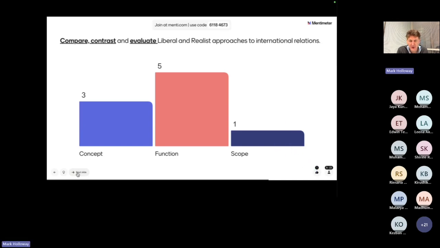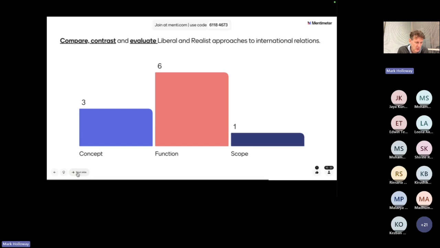Just remember that your responses are anonymous. I don't know who is saying what in response to these questions. But I suspect now I'm going to give you the answer. Maybe more people will respond. But thank you everyone who has attempted to answer this question. The correct answer is indeed function.